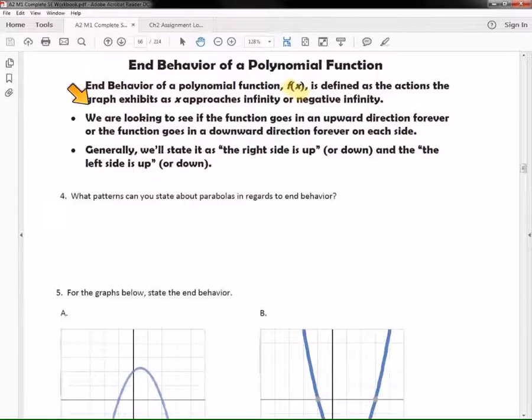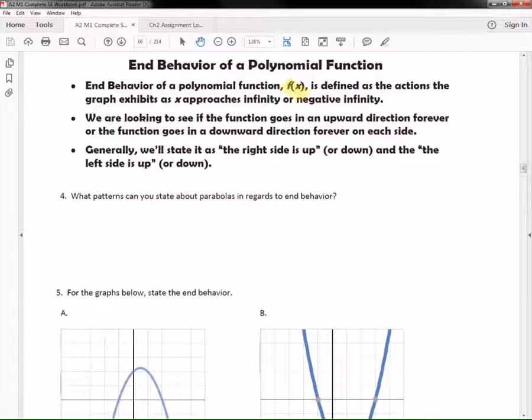Here we go. We are looking to see if the function goes in an upward direction forever, or the function goes in a downward direction forever on each side. What do you mean each side? The right side and the left side. Where x approaches negative infinity, or where x approaches positive infinity. And finally, this last bullet kind of sums it all up. This is the most understandable bullet. Generally, we state it as the right side is up or down, and the left side is up or down.